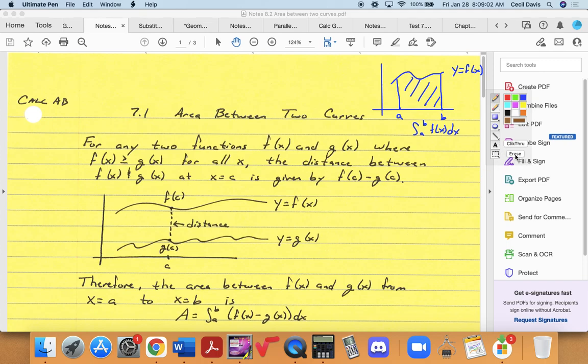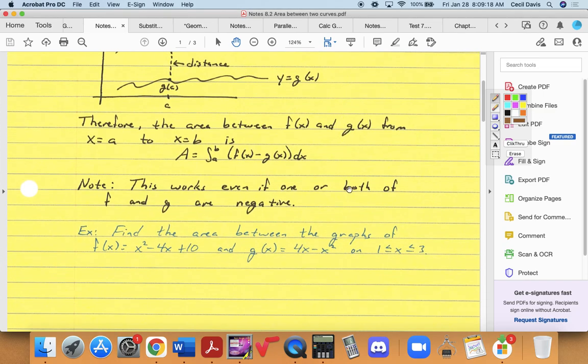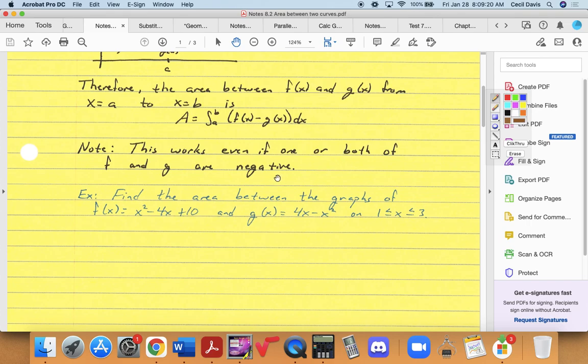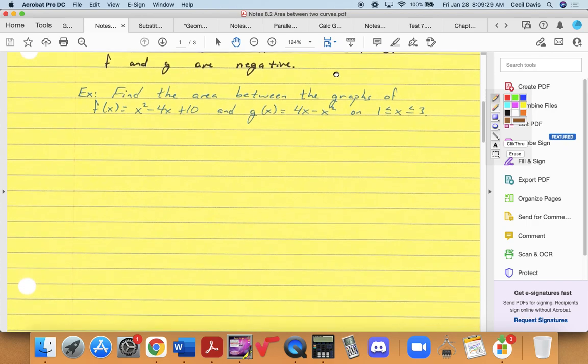So generally speaking, if f of x is greater than or equal to g of x, then the area from A to B is going to be the integral from A to B of f of x minus g of x dx. That also works if one or more of them is negative. It doesn't really matter, as long as f is greater than g. So let's do some examples.